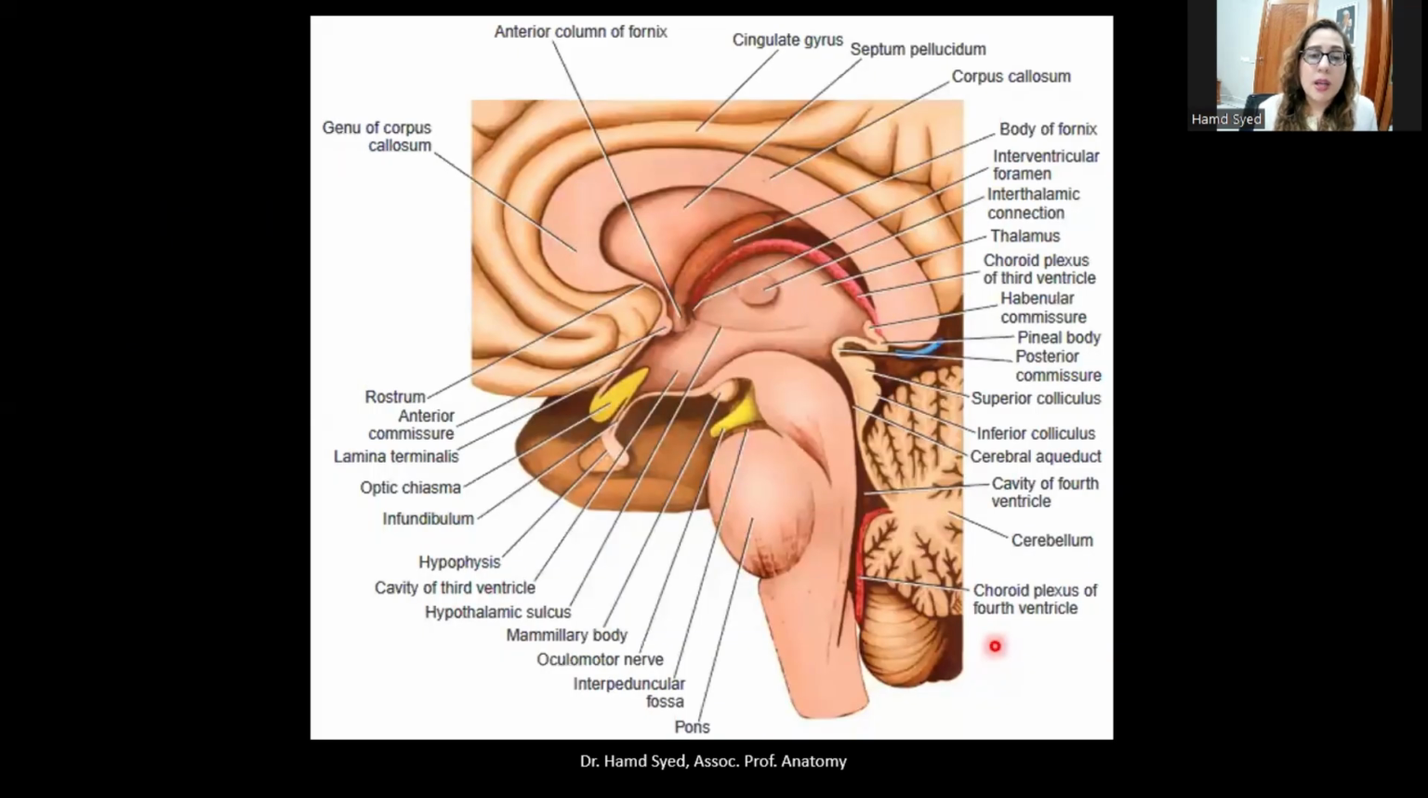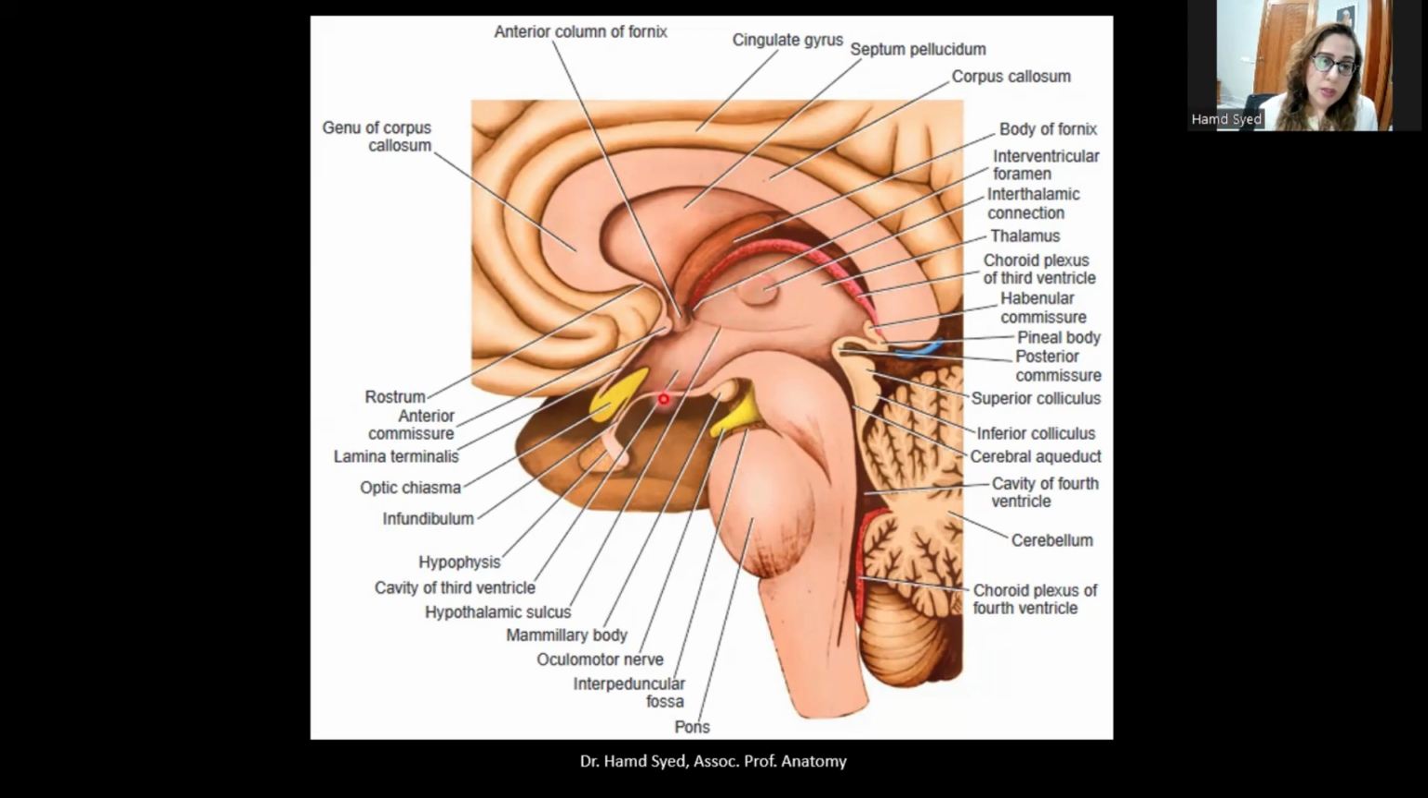So let's look at a simple diagram. This is a sagittal section through the lower part of the brain, and this is the area of the third ventricle. And its lateral wall, you can see, is formed by hypothalamic sulcus. Above it is the thalamus, below is the hypothalamus, and here is the interthalamic adhesion, which is the connection between the two thalami that passes through the third ventricular cavity.